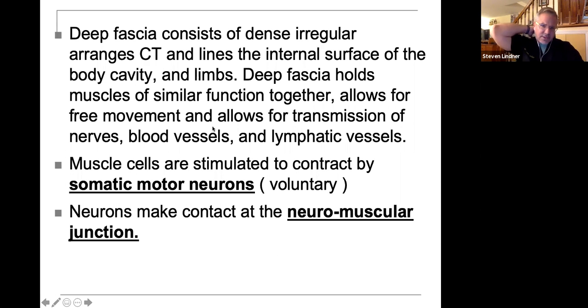All right, let's take a look now at the neuromuscular junction. Muscles are controlled by nerves. The nerve that goes to a muscle that makes it contract is called a somatic motor neuron. Somatic motor neuron. These are the neurons that control the voluntary contraction of muscles.